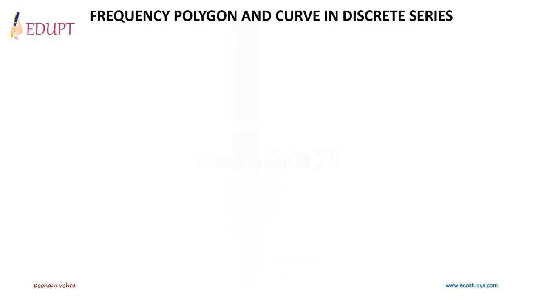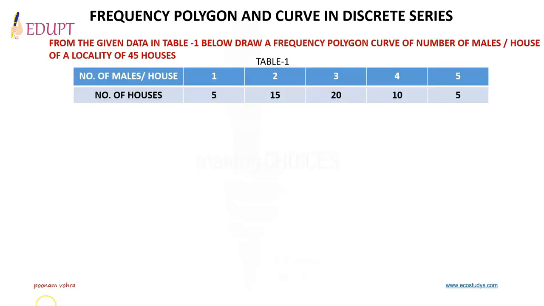Let us understand constructing a frequency polygon and curve in a discrete series. The same method is applicable for continuous series also. And for that, let us take this illustration on number of males per house and number of houses. Number of males per house are 1, 2, 3, 4 and 5, whereas number of houses are 5, 15, 20, 10 and 5. So we shall understand step by step.